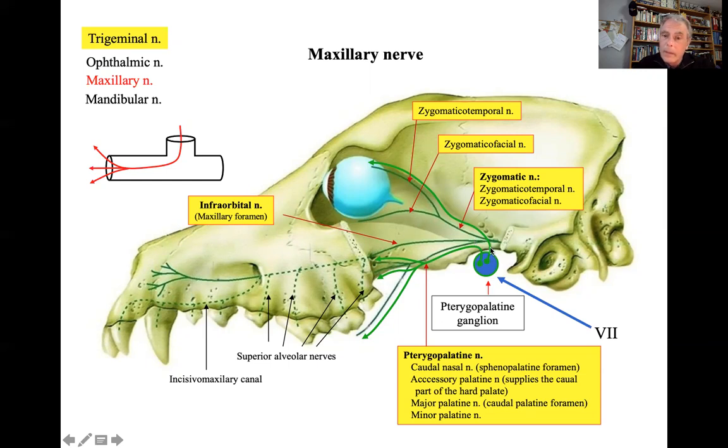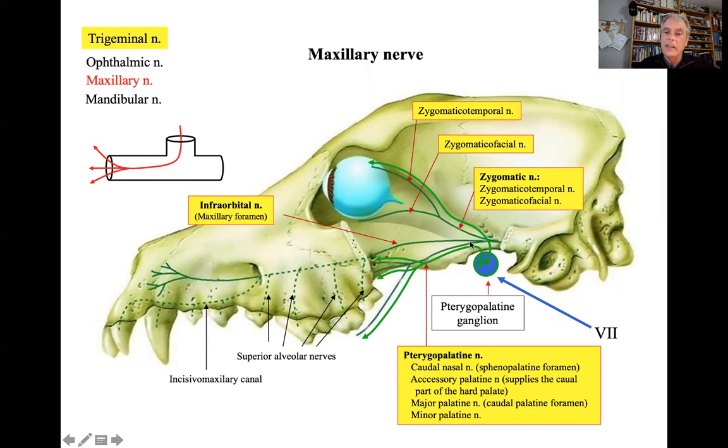Okay, but remember, the zygomatico-temporal runs with postganglionic parasympathetic nerve fibers that belong to the facial nerve, that relay at the level of the pterygopalatine ganglion, and they are going to innervate the lacrimal gland. So the lacrimal gland is innervated by the ophthalmic and the maxillary nerves through different branches.